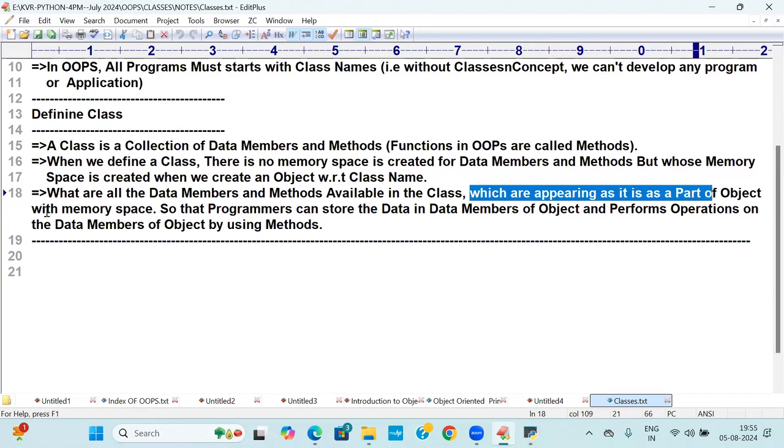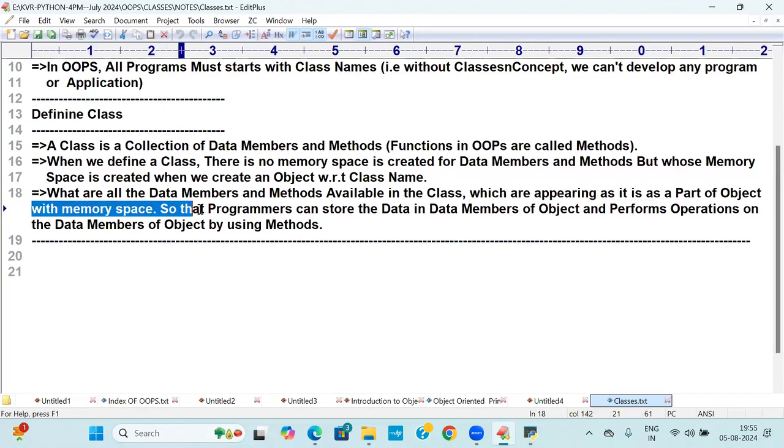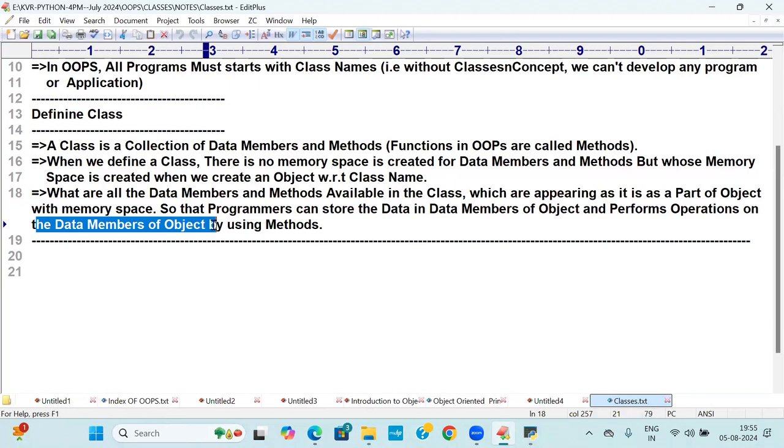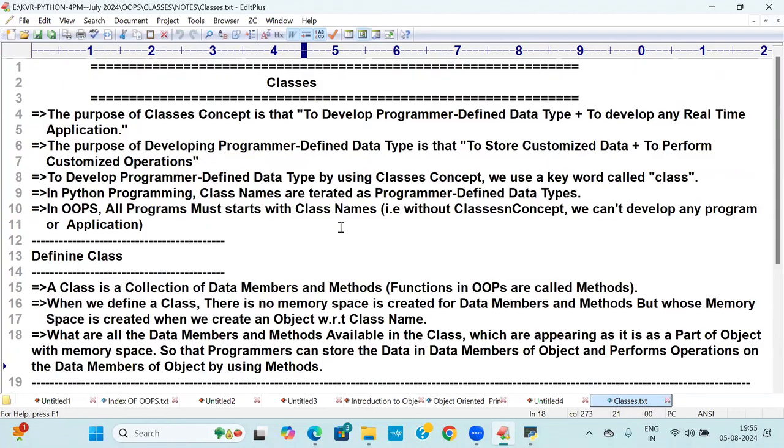All the data members and methods available in a class appear as they are as a part of the object with a memory space, so that the programmer can store data in the data members of the object and perform operations on the data members of the object by using methods. This is called a class.